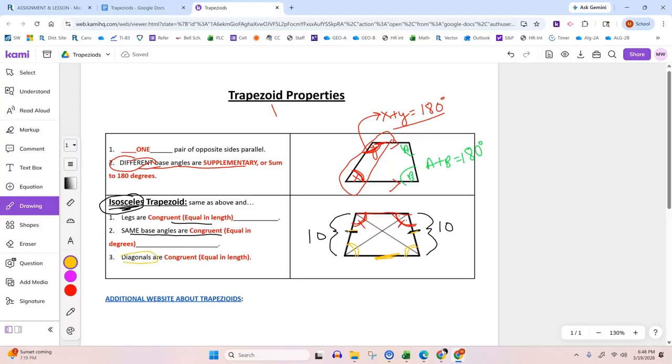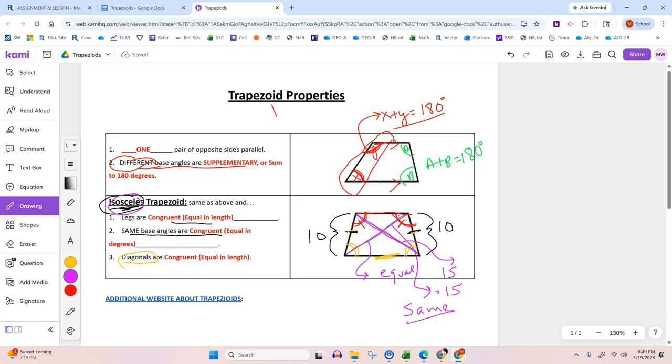Finally, diagonals. Remember, diagonals are something that cut this in half like that, right? If it's isosceles, then these right here are also equal, okay? So if this one right here is equal to, say, 15, that means this one is also equal to 15. They're going to be the same, okay?